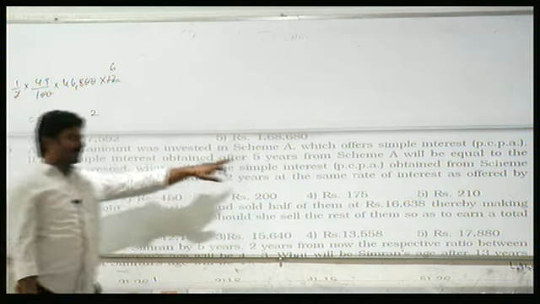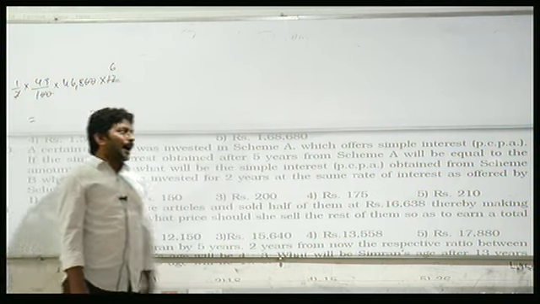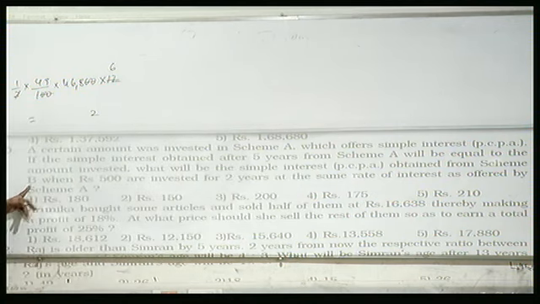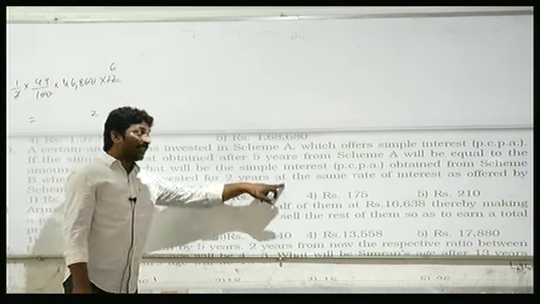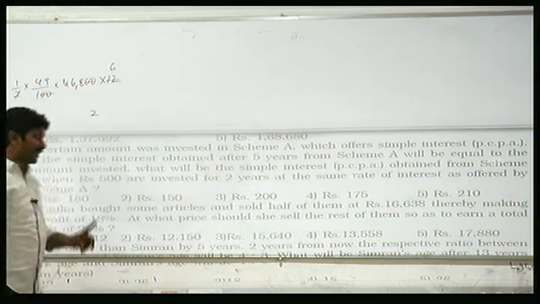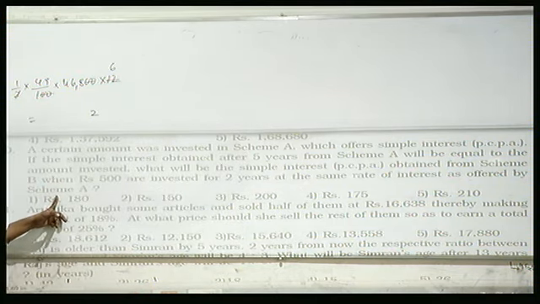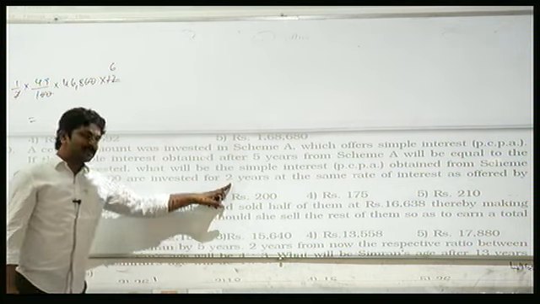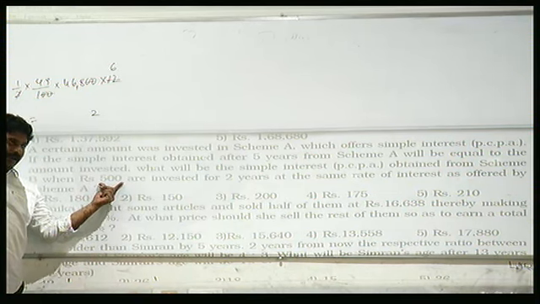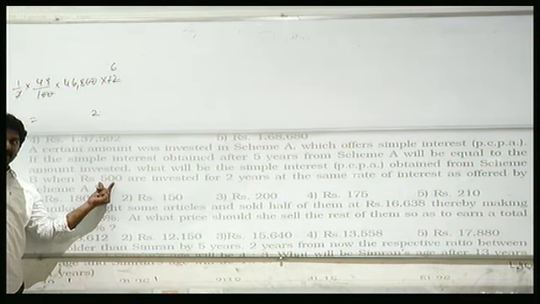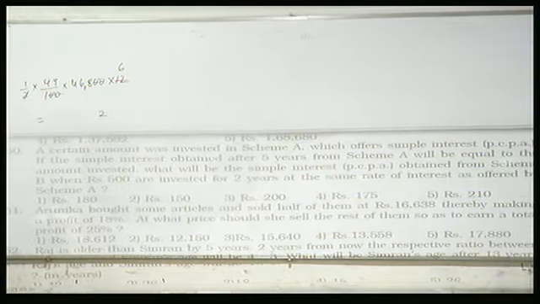What will be the simple interest obtained from scheme B when 500 rupees are invested for 2 years at the same rate of interest as offered by scheme A? Now you know that scheme A offers 20% simple interest, in 2 years 40%, and you need to calculate 40% of this number. 10% is 50, 40% is 200. Third option answer.